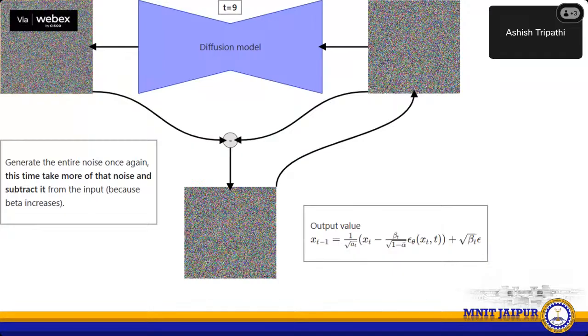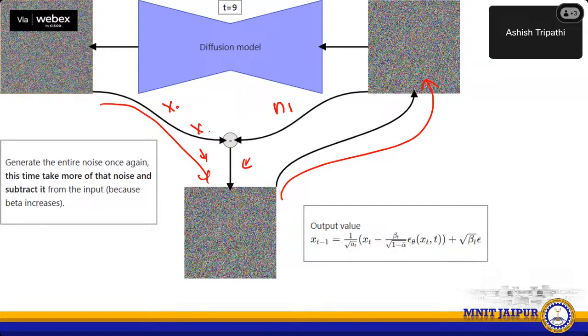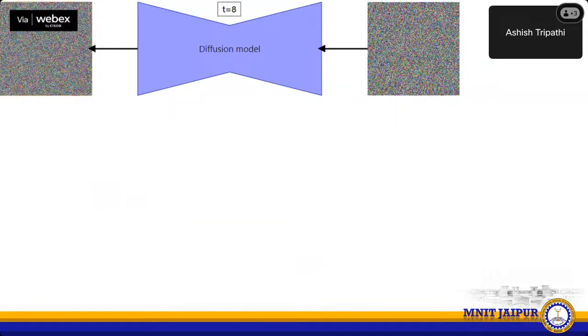Again, whatever image I get as an output in the previous iteration will become the input for the next iteration. How did I get this image? I got this image by subtracting some noise from this image. For example, the noise is n1, and this image is x1, so this image is actually x1 minus n1. The result of denoising. Still, this is not a clear image.